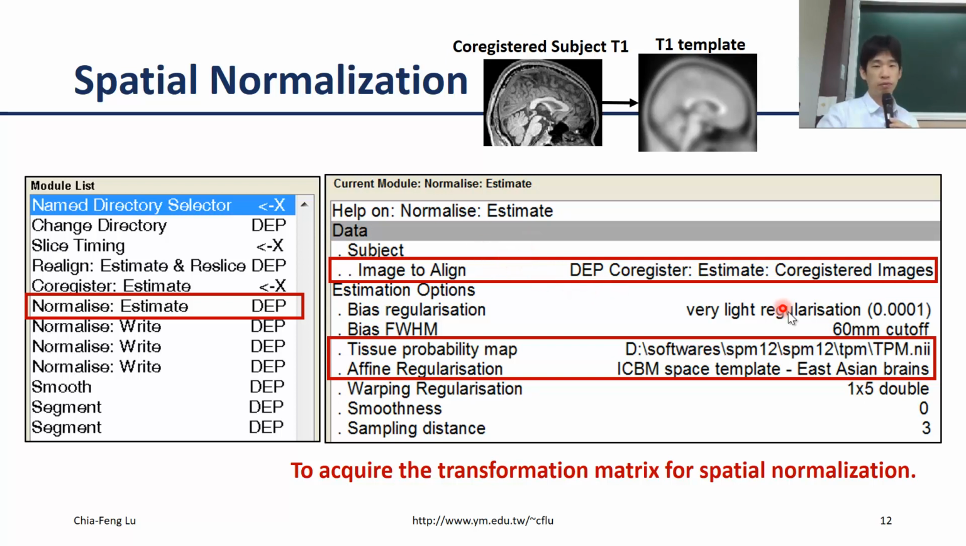Okay. And you can see the following parameters. You don't need to change too much. But right here, I may remind you again about the tissue probability map file path. You definitely need to make sure this is the right file path on your computer, because we install SPM in different file paths.